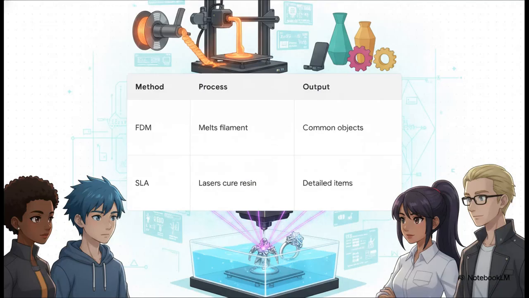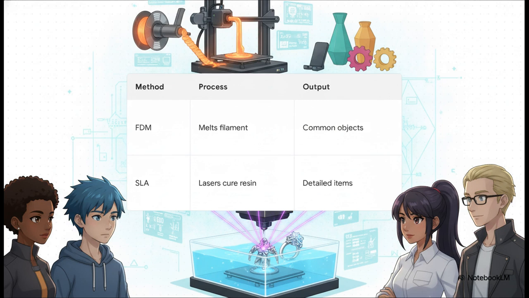If you decide to get into additive manufacturing yourself, you're generally going to encounter 2 main methods. First up is FDM, or Fused Deposition Modeling. This is for sure the most common and affordable type of 3D printing. It works by melting a spool of thermoplastic filament and pushing it through a hot nozzle. Honestly, it functions a lot like a highly precise robotic hot glue gun.